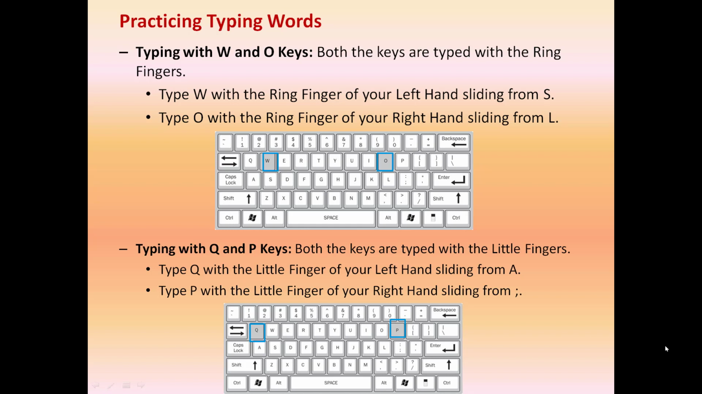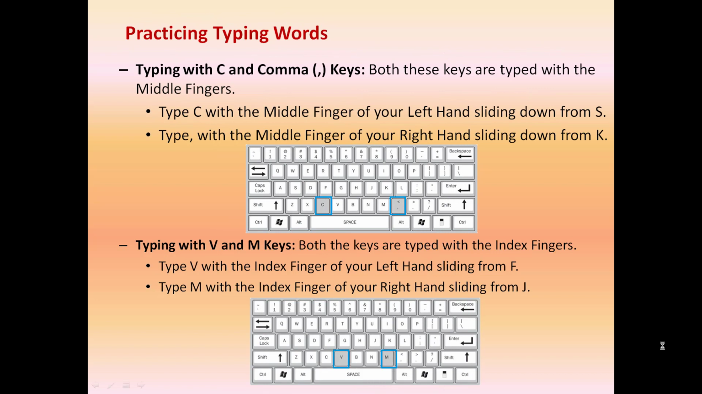How to type Q and P keys? Both the keys are typed with the little fingers. Type Q with the little finger of your left hand sliding from A and type P with the little finger of your right hand sliding from semicolon.